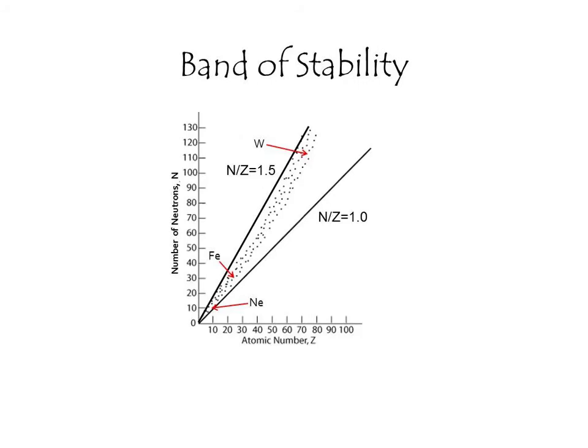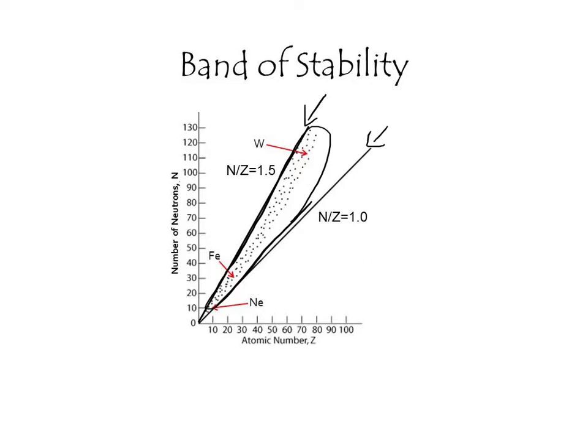Okay. This is the band of stability. Now, if you notice, I have an N to Z ratio of 1 and an N to Z ratio of 1.5. All the stable elements are within those two lines. Those are all stable elements. So in order for an element to be stable, it has to fall between the 1.5 line and the N to Z 1 line.